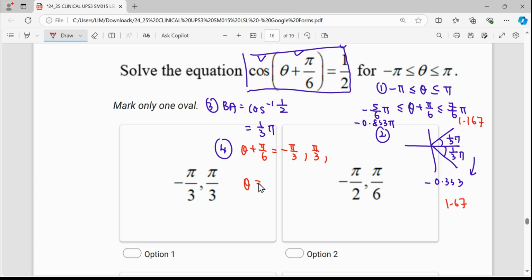Then we simplify the data. Negative 1 over 3 plus 1 over 6. Negative 1 over 3 minus 1 over 6. Negative 1 over 2 pi. Then this one, 1 over 3 minus 1 over 6. So we have pi over 6. So we have option 2.